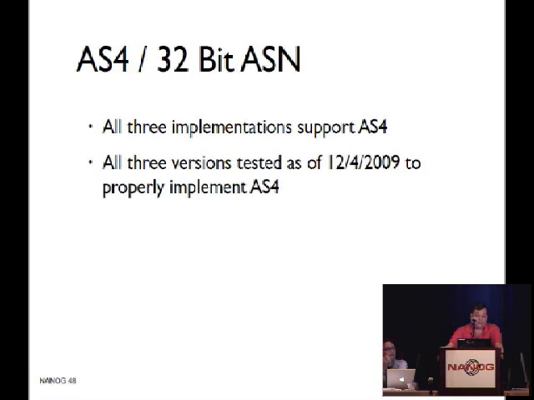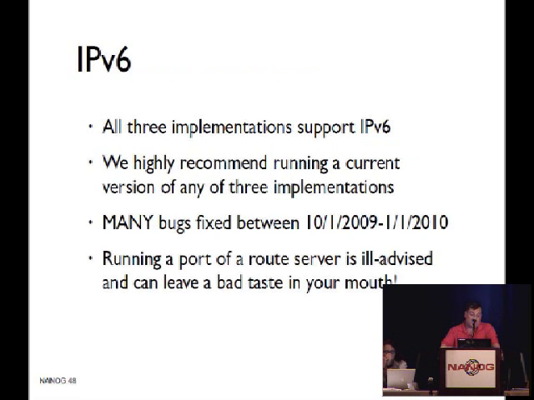Basically, we wanted to know if AS4 32-bit ASN was completely functional, if it was transparent in compatibility mode, and if it worked in native mode. All three versions do support it, and through a variety of tests proved to properly pass attributes, whether they were running a non-32-bit ASN or a 32-bit ASN. The ASN did work properly.